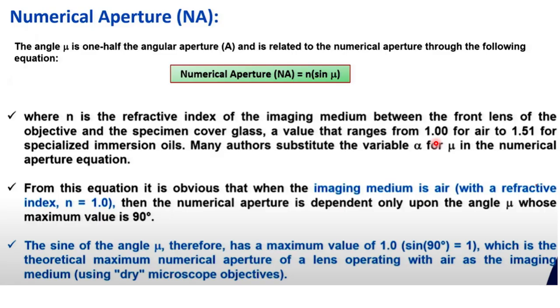From the equation, it is obvious that when the imaging medium is air with a refractive index n equal to 1, then the numerical aperture is dependent only upon the angle mu, whose maximum value is of course 90 degrees. So it depends on how the incident light is focusing on the object, at which angle the incidence is happening. If it is in air, only the angle of incidence is the basic parameter through which we can tune the numerical aperture.